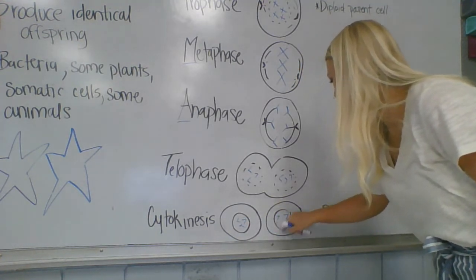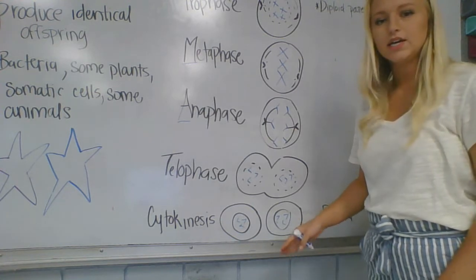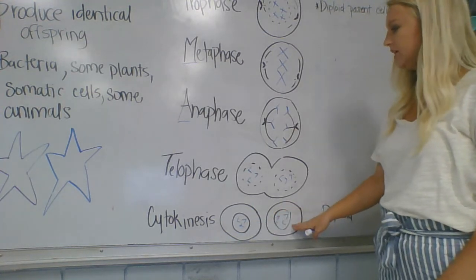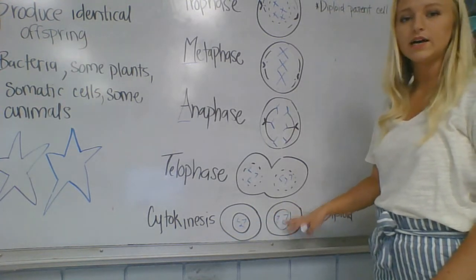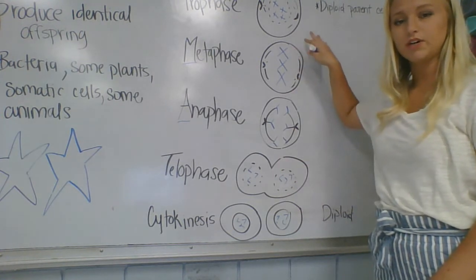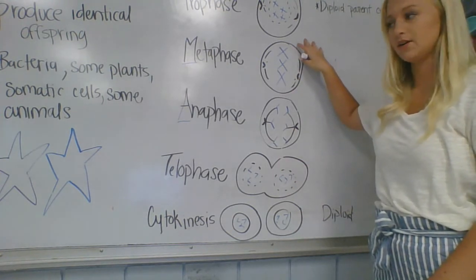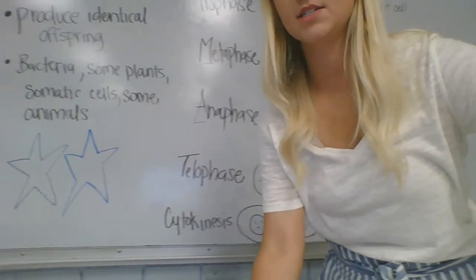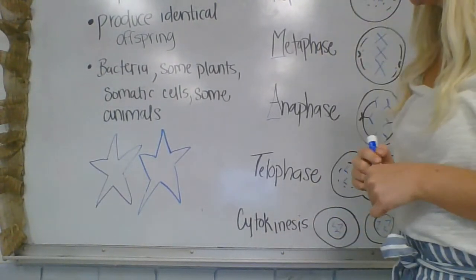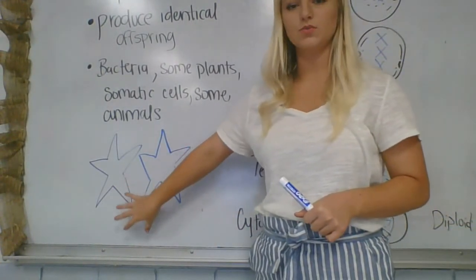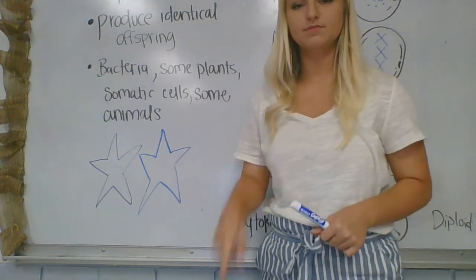Now the result is two diploid cells that are identical to this first cell, this parent cell. So this is the process of asexual reproduction. This is how the starfish reproduced without two parents.